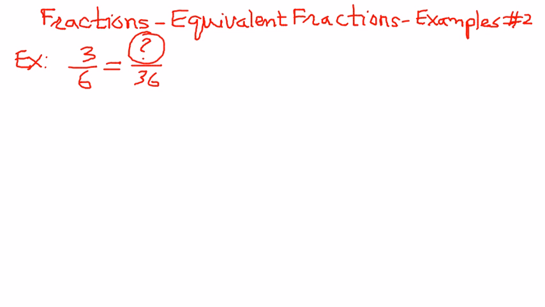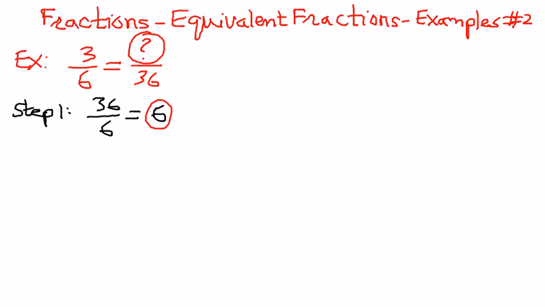So, let us write it out in different steps. Step number 1. We want to divide the largest denominator by the smallest denominator. So the largest denominator we have is 36 and the smallest denominator we have is 6. So 36 is a multiple of 6. So 6 times 6 is 36. So therefore the number we are looking for is 6.